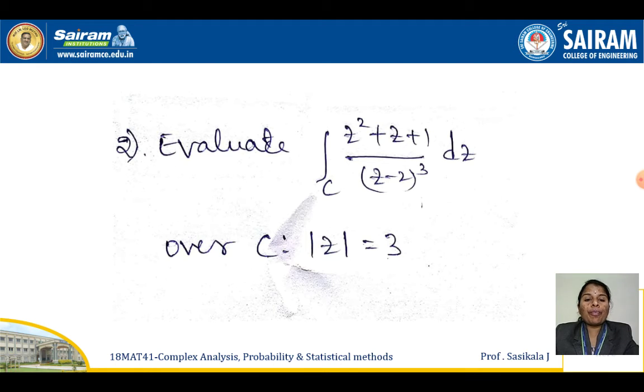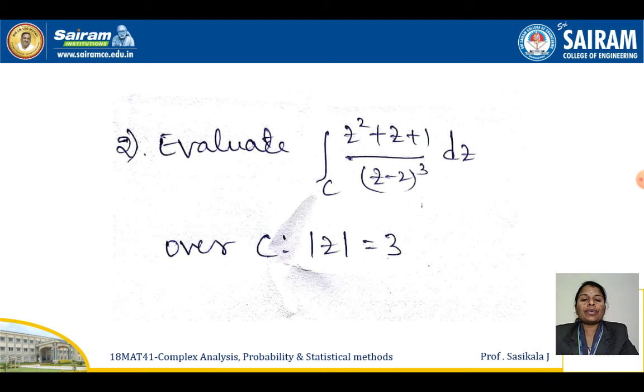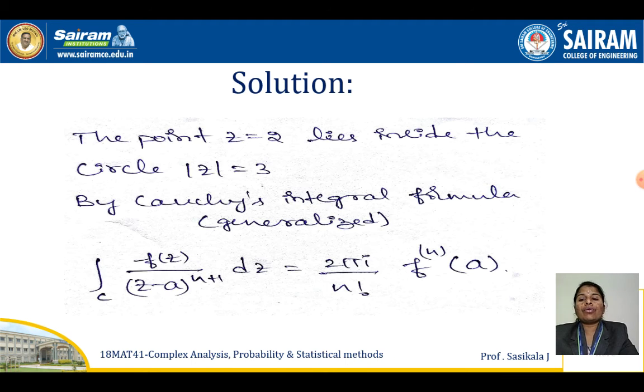So here you are supposed to use the generalized Cauchy's integral theorem. First you write what the point is as per the given question. Instead of a, I have 2. So the point z equal to 2 lies inside the circle modulus of z equal to 3. Now you can use Cauchy's integral formula. We have to use the generalized one because the denominator is in a power. As per the formula, I am writing f of z over (z minus a) the whole power n plus 1 on the left side, remaining I am taking to the right side in the generalized formula. So it becomes 2 pi i by n factorial into f power n of a.